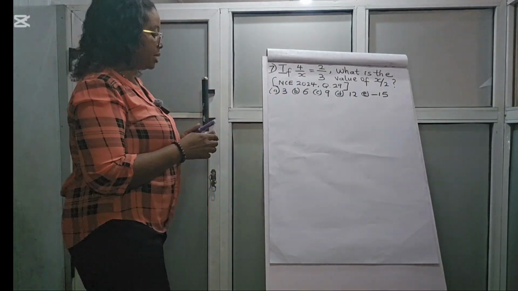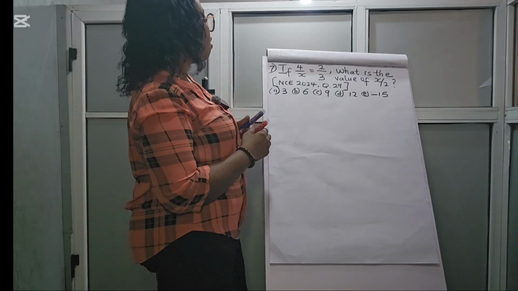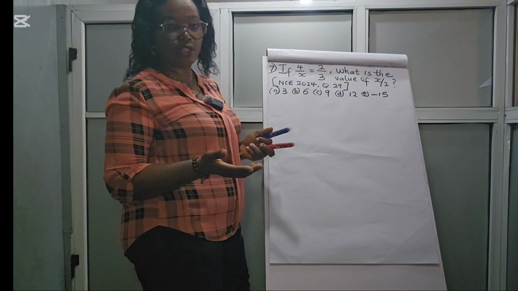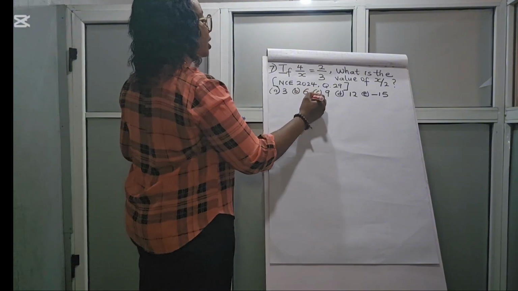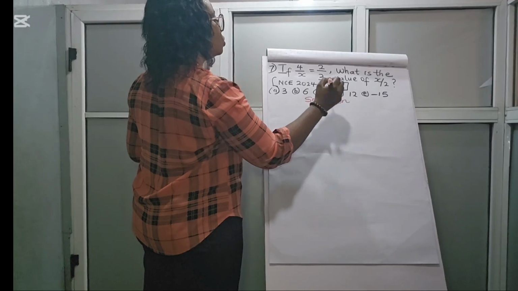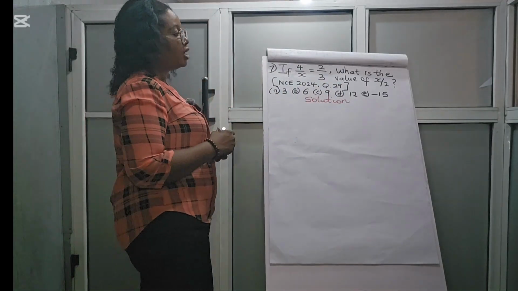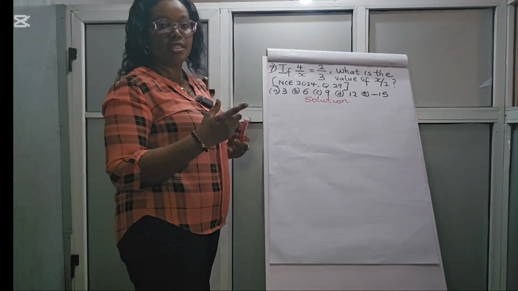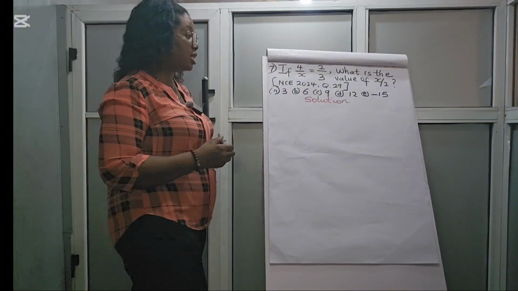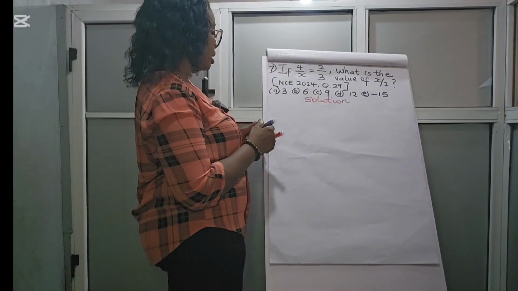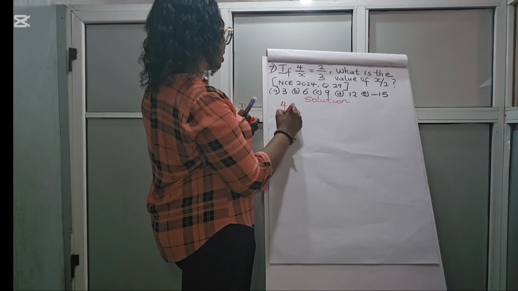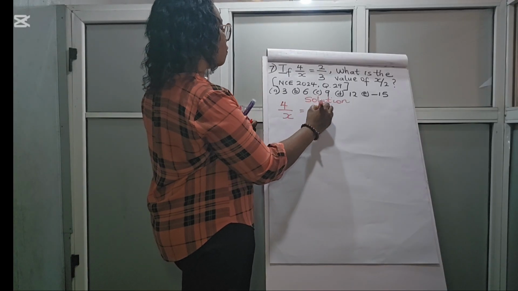Yeah, we have something like this. If 4 over x is equal to 2 over 3, what is the value of x over 2? This question was got from National Common Entrance year 2024, question 29. Solution, we have 4 over x equal to 2 over 3.